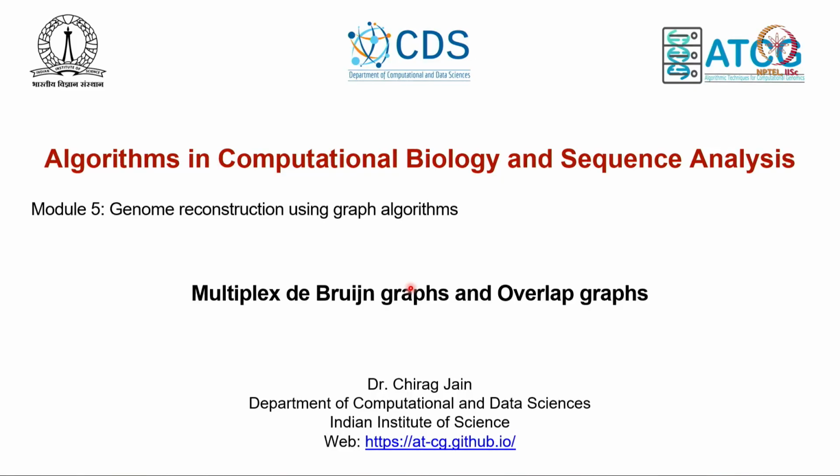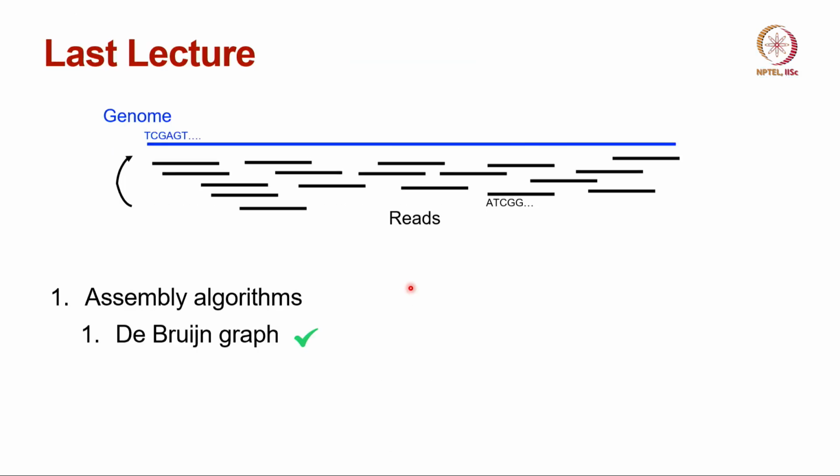Okay, let's continue our discussion on genome assembly algorithms. Today we will look at multiplex de Bruijn graphs and overlap graph based methods for genome assembly. So as a quick recap, in the last lecture we were looking at de Bruijn graphs and how we use de Bruijn graphs for genome assembly.